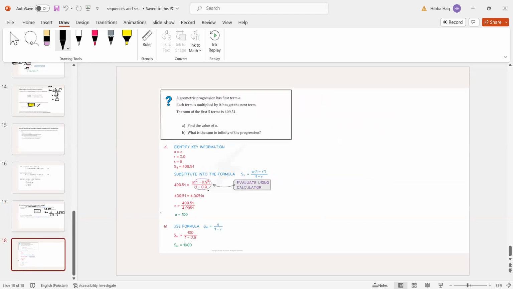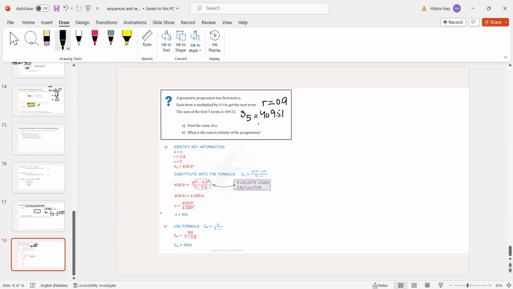Now, let's look at an example here. The question says a geometric progression has the first term A. Each term is multiplied by 0.9 to get the next term. That means your R is 0.9. The sum of the first 5 terms is given. That means your sum of the first 5 terms is 409.51. Part A asks you to find the value of A.